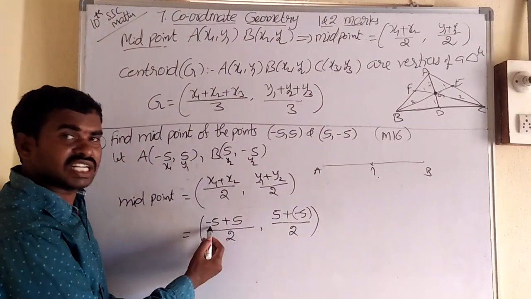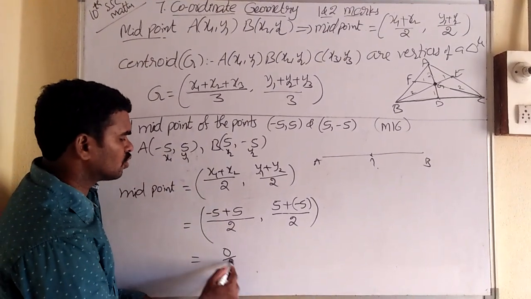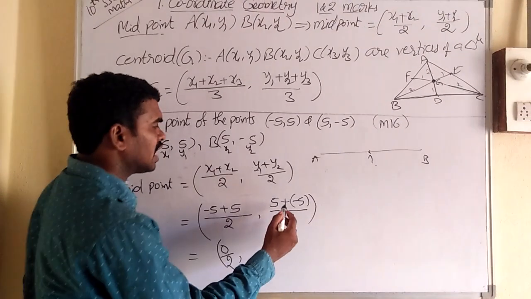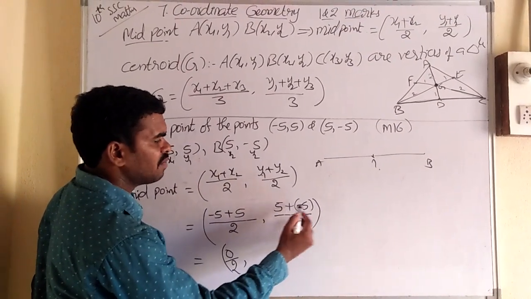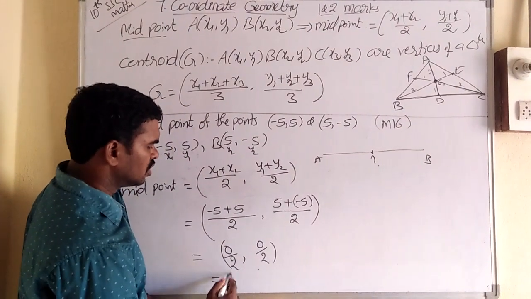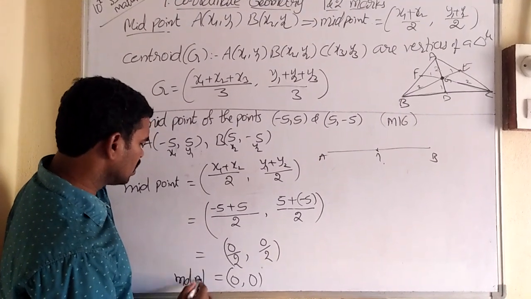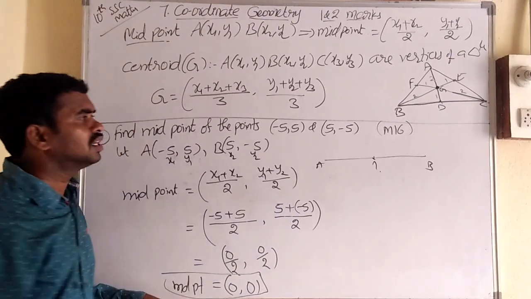So now minus 5 plus 5, one is plus, one is minus, subtraction, 5 minus 5 is 0. So we are getting 0 by 2, comma. Here also 5 plus minus 5, 5 minus 5 is 0. So 0 by 2. 0 by something is 0. So what is the midpoint? The midpoint is (0, 0).